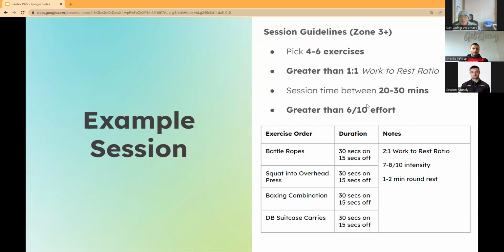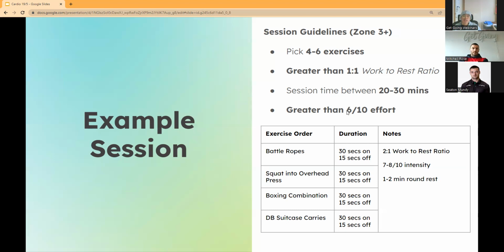So here, because it's a bit more high intensity, usually greater than 6 out of 10, you want to have some sort of rest here. All right. So the greater the intensity, the closer the work to rest ratio is 1-to-1. So 1-to-1 could be 30 seconds on, 30 seconds off.